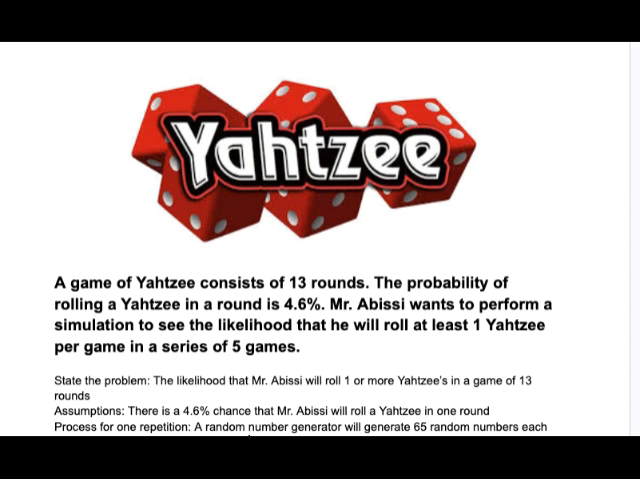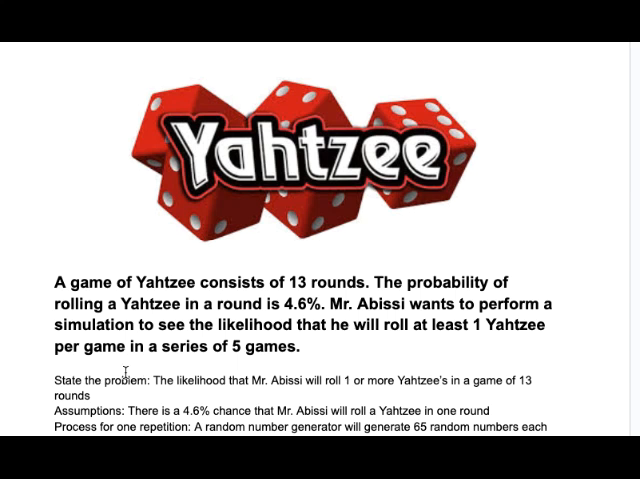Any value between 000 and 046, that would be 4.6% of the 1,000, would count as a success. Any value between 47 and 999 would not count as a success.